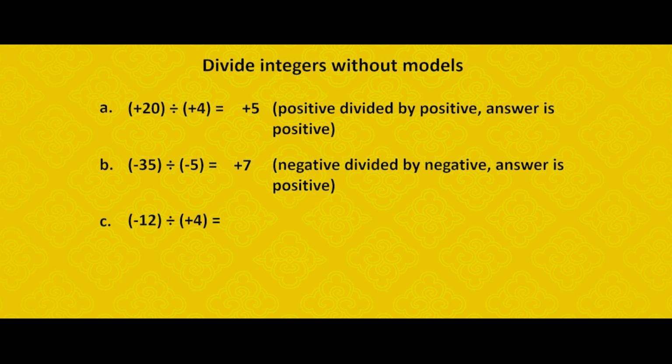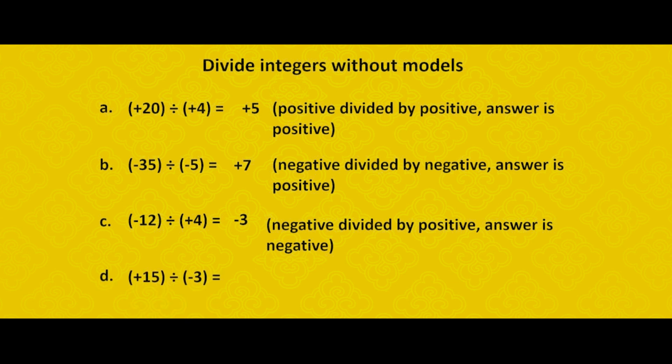C, negative 12 divided by positive 4. Signs are different, one is negative and one is positive. Negative divided by positive, the answer is negative. We get negative 3. D, positive 15 divided by negative 3, our answer will be negative. When we divide positive by negative, our answer is negative.